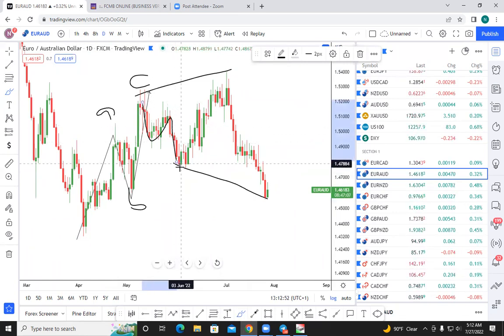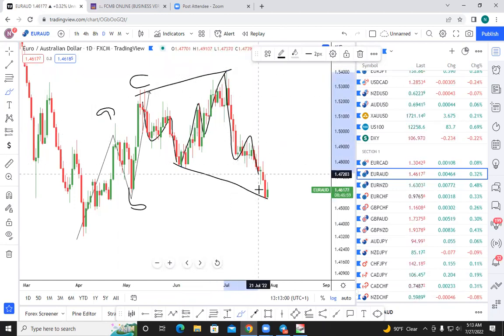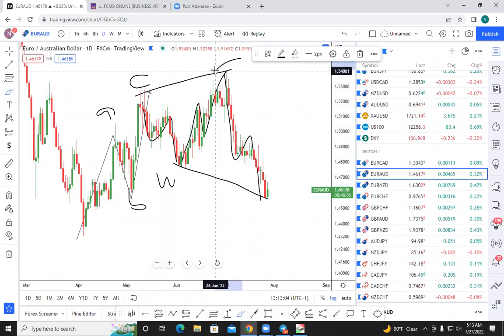1, 2, and 3, 1, 2, and 3. Then 1, 2, and 3. Okay, this is W, X, and Y.